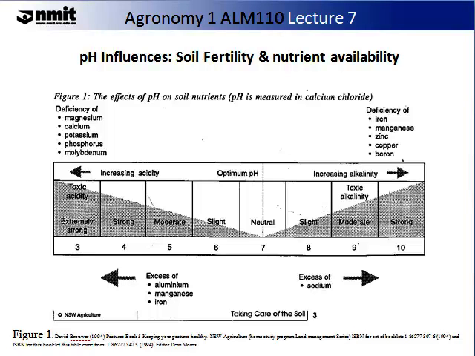If you reduce your pH and you are entering acidic soils, as your pH reduces, your toxicity increases. If you have acidic soils, you can have deficiencies in magnesium, calcium, potassium, phosphorus and molybdenum. You may also see an excess of aluminium, manganese and iron.